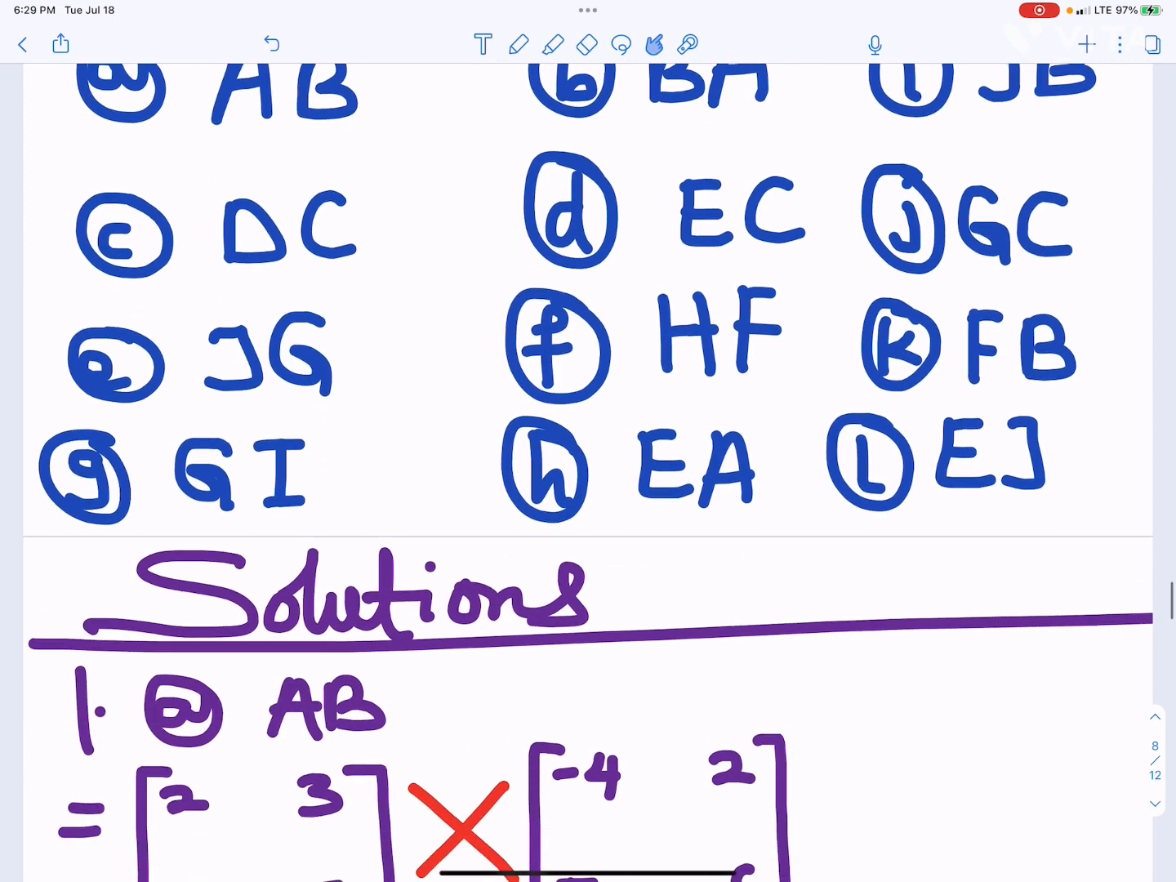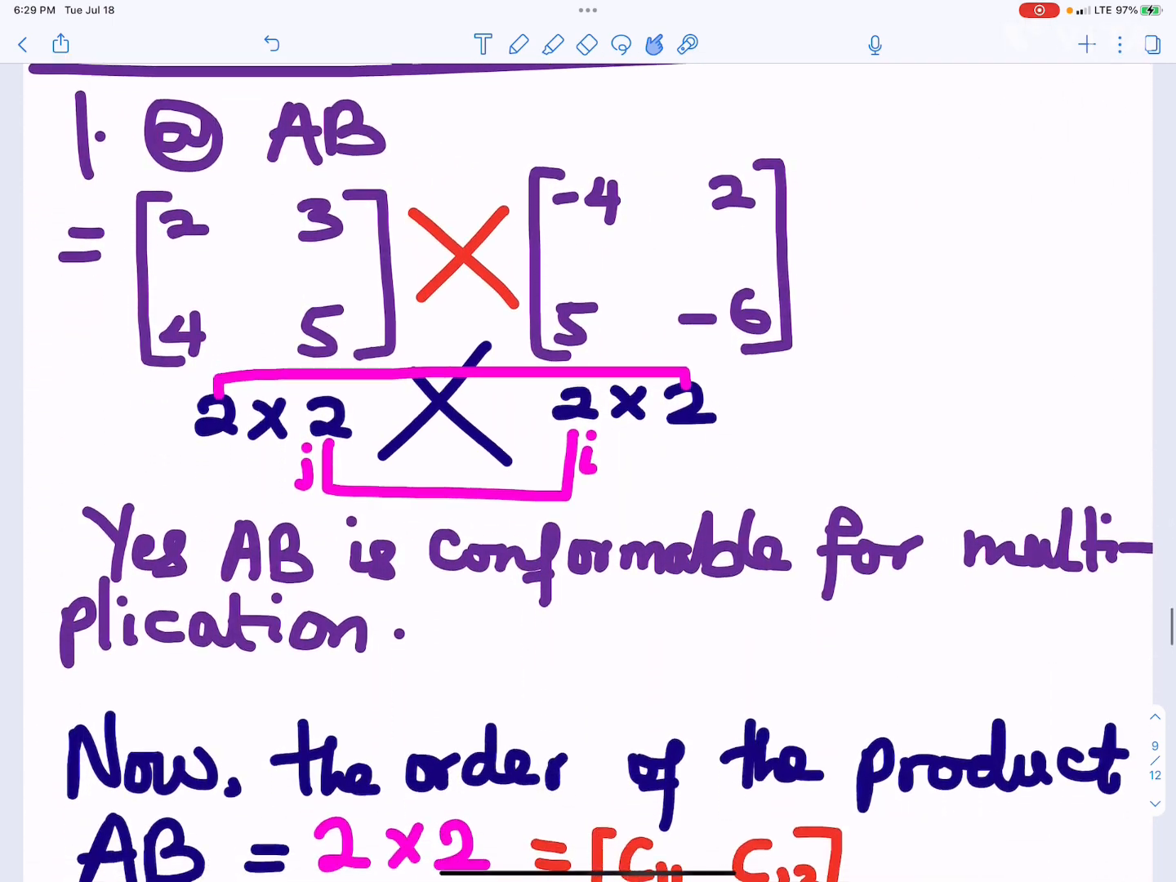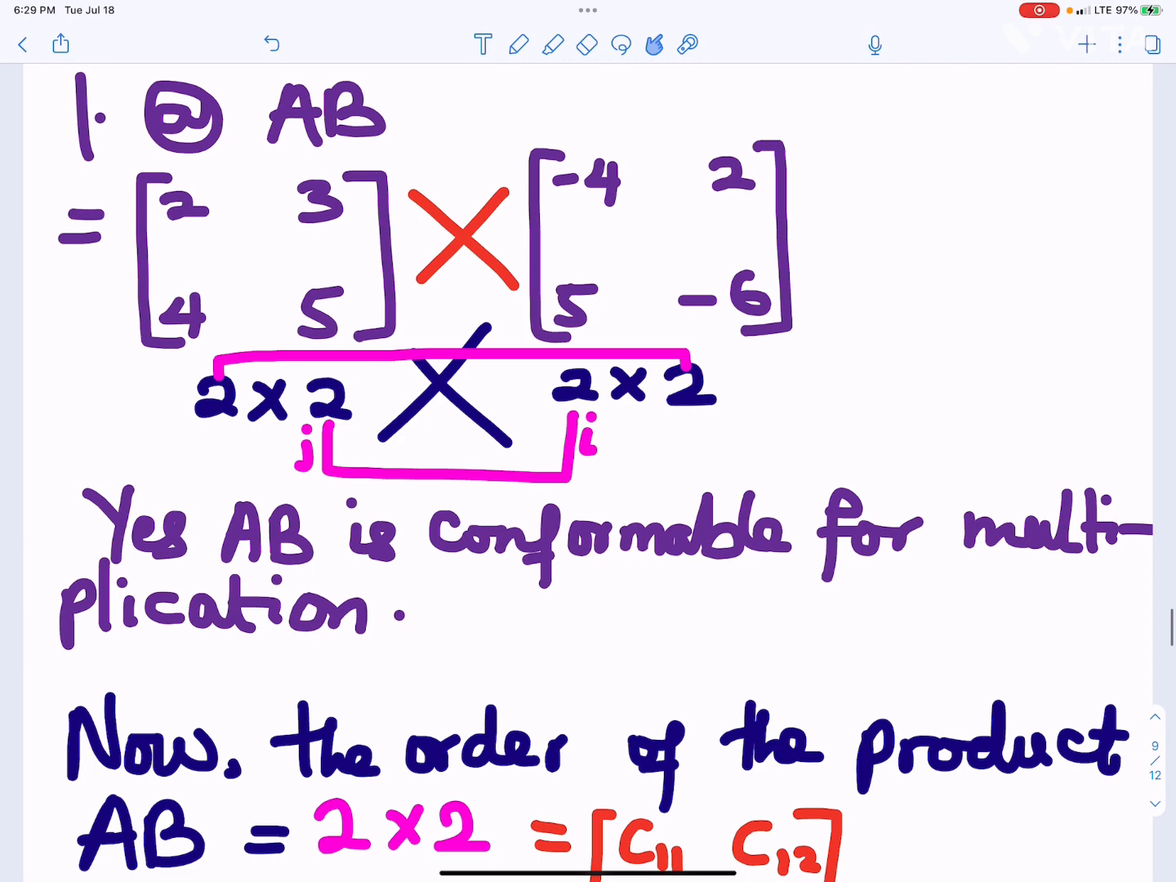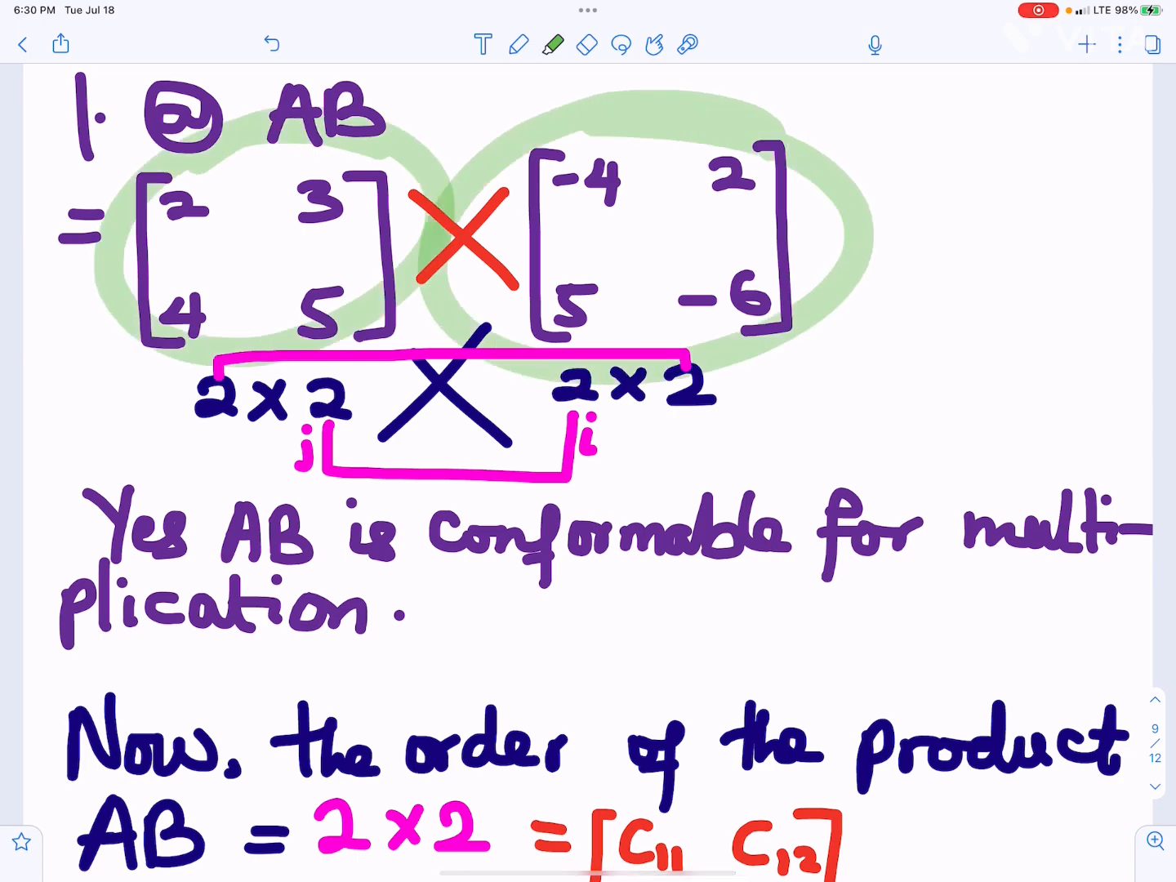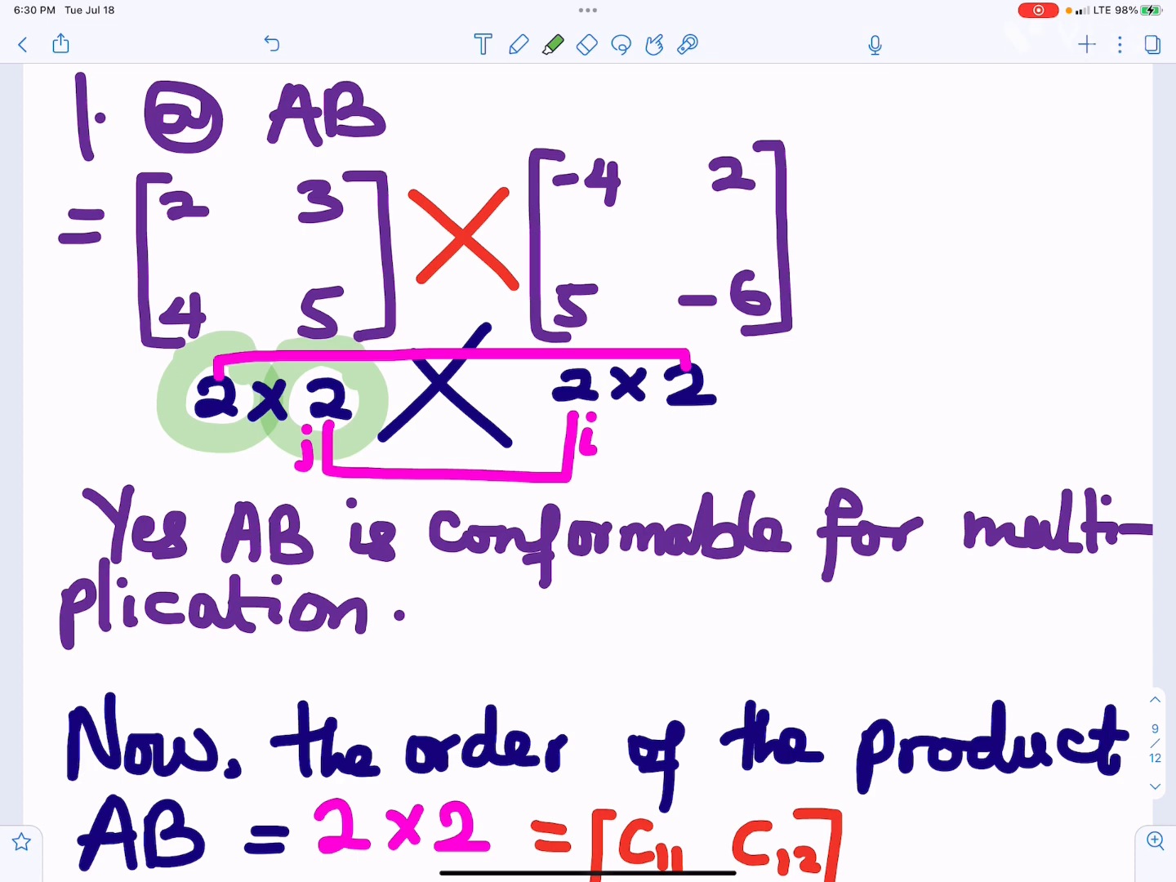So here, these are the questions. We want to carry out the multiplication of matrices A and B. In the first question here, to do A times B, we write out matrices A and B beside each other like this. And we write their orders down below here. A is a 2 by 2 matrix. B is a what? A 2 by 2 matrix.